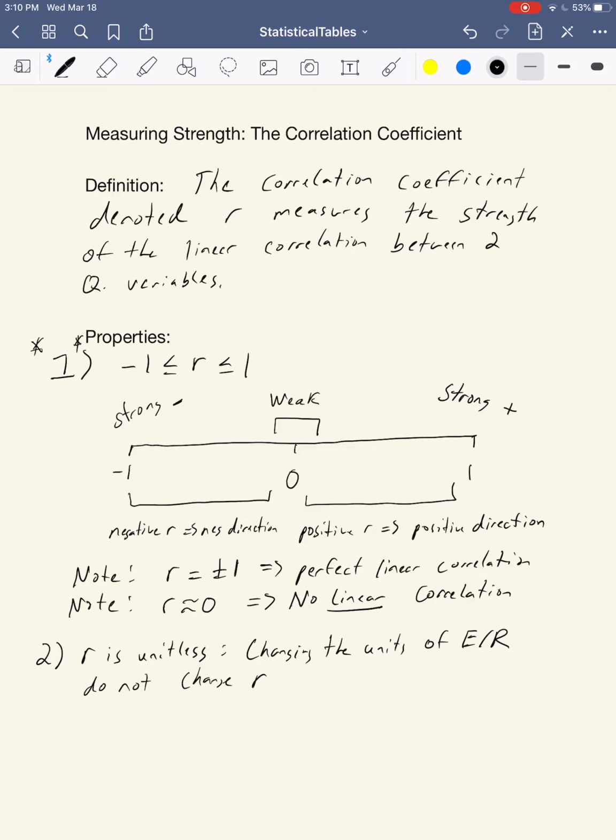And that should make sense. If r is really doing what we want it to do, which is measuring the correlation, measuring the pattern, it shouldn't matter how you decide to measure your variables. It won't matter the units. And that's exactly what the second property is saying.